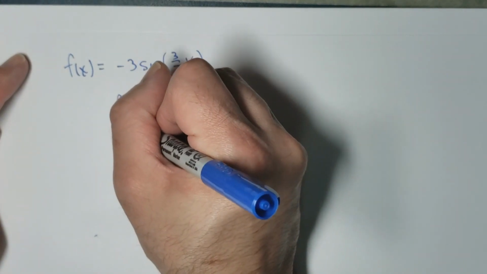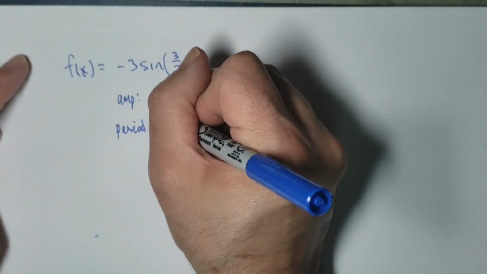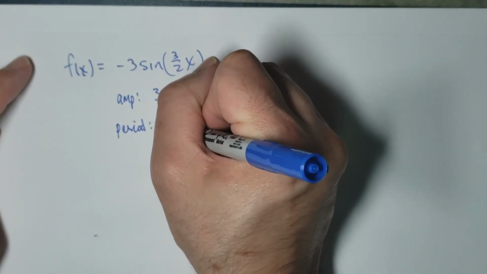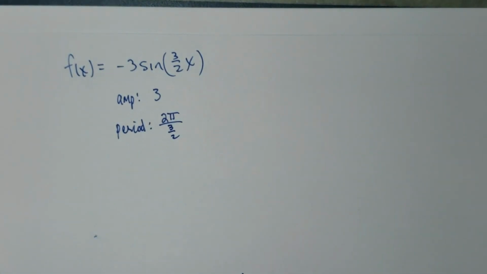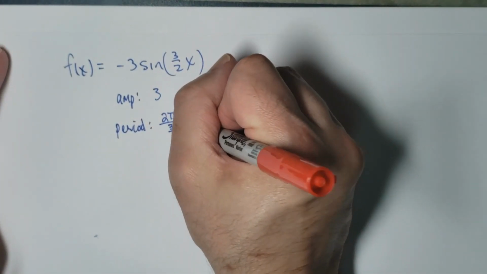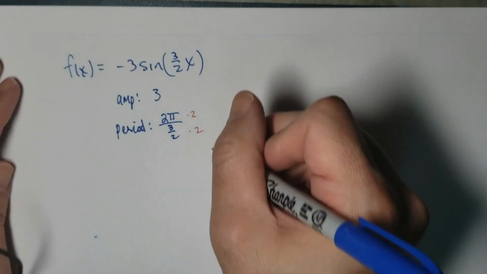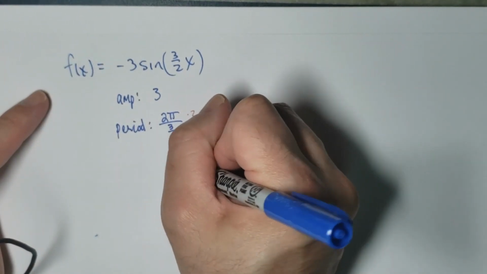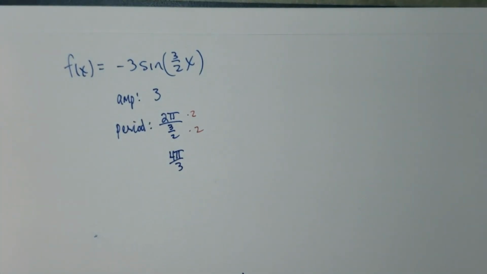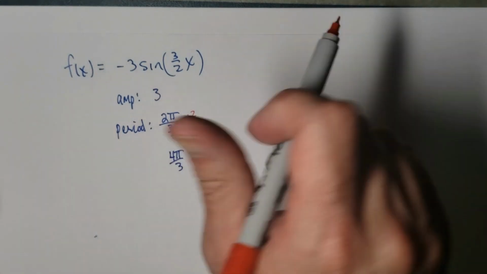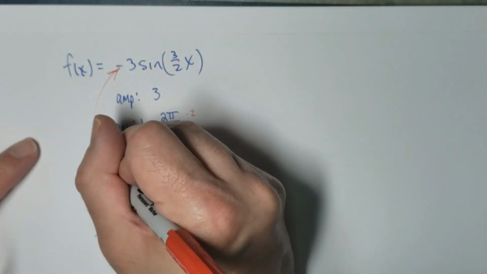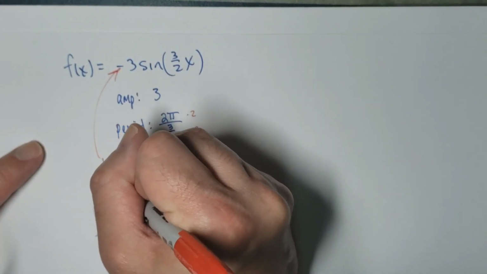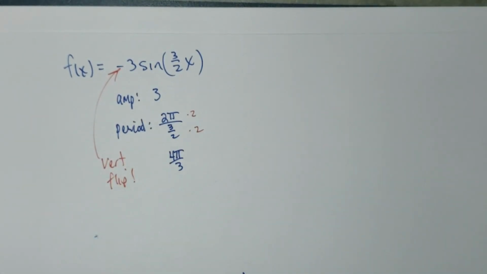The period is 2 pi over 3 halves. Let me get that, this is 4 pi over 3. And then we should also note there's a vertical flip.